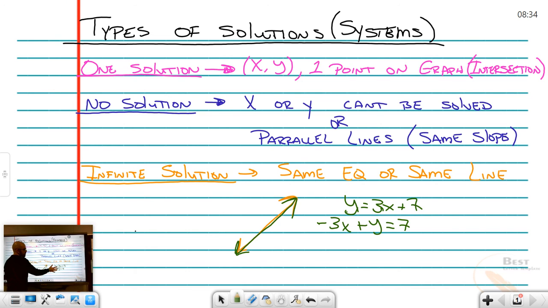So right out of the gate, you look at that and you may not notice they're exactly the same equations. Because if I solve for y down here, I would add 3x to both sides to get my equation, and then they would be the same. But just by looking at that, you may not notice that those are exactly the same. Okay, so that's our three types of solutions there.